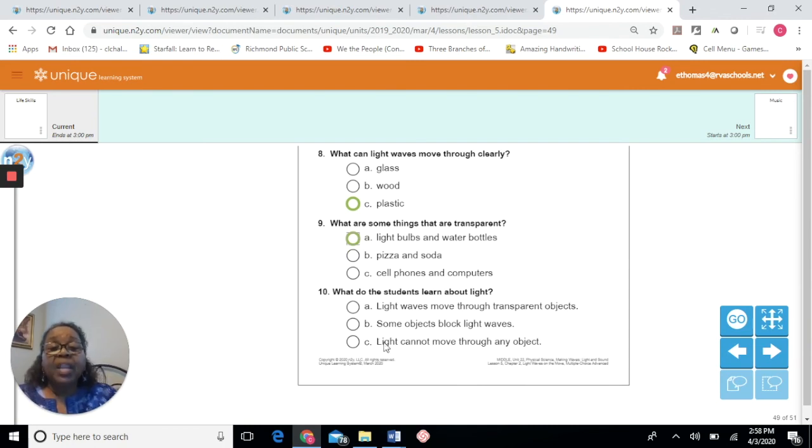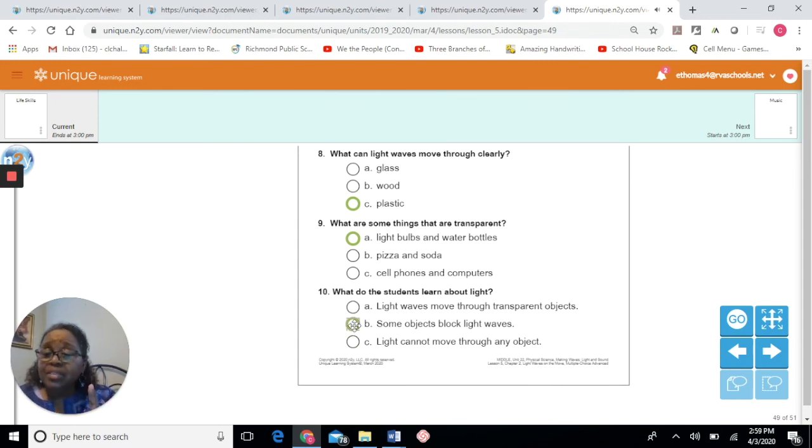And how about light cannot move through any object? You see that word, any object? Well, light can move through some objects. So we know that C is a slash and trash. We're not even going to consider that one. So let's go back up. A, light waves move through transparent objects. I think that's the right answer. We're right. Excellent. B, some objects block light waves. I really honestly believe that that is the right answer. We learned that today. Excellent.